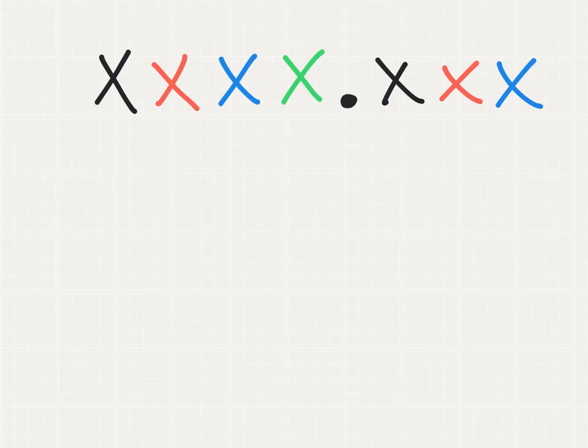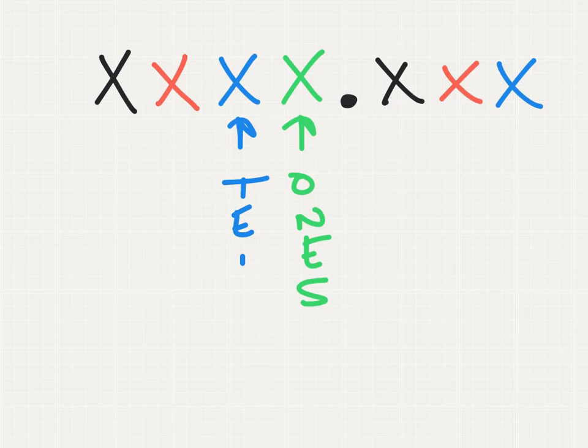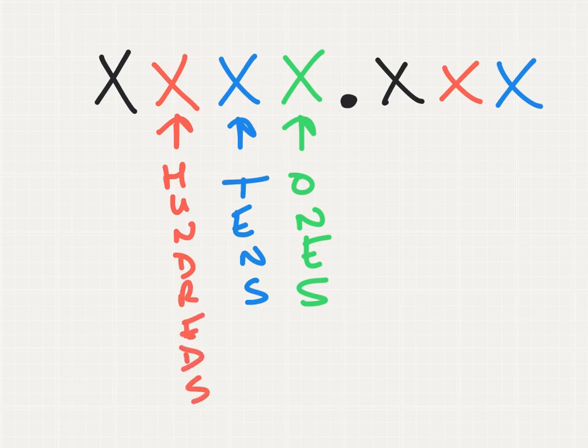So, we know that this place value is the ones, the place value immediately before the decimal. We know that this one is the tens. Here we have the hundreds, and here we have the thousands.